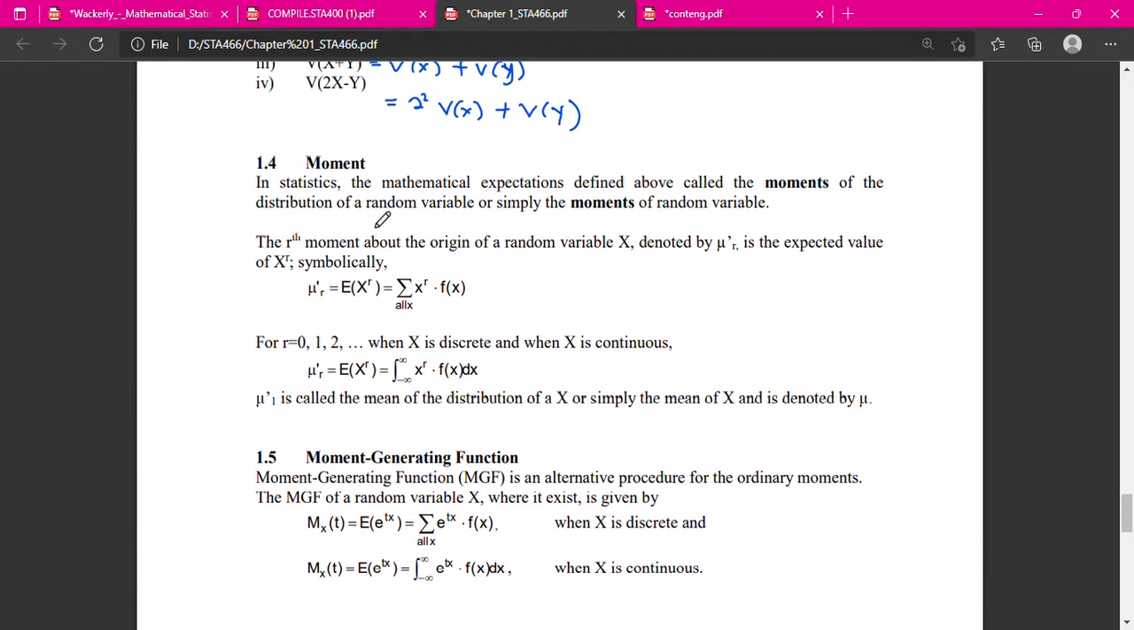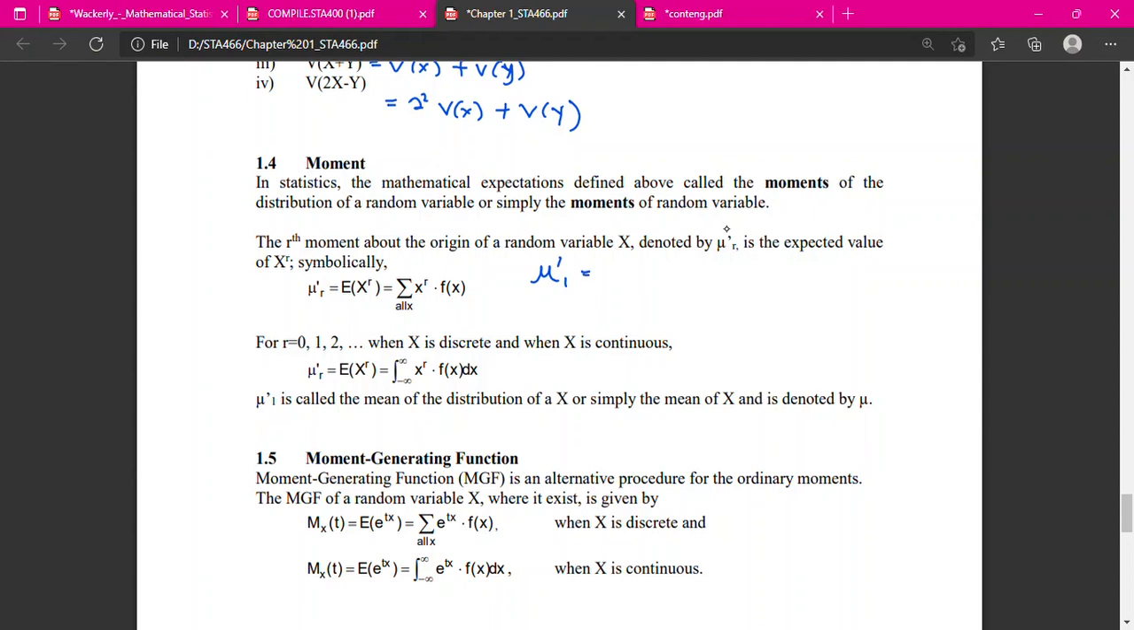The mathematical expectation defined above is called the moment of the distribution of a random variable, or simply the moment of a random variable. The r-th moment about the origin of a random variable, denoted as mu prime r, is the expected value of x power of r. So notation untuk moment adalah mu prime. Let's say kita buat mu prime 1, means that kita dapatkan this notation as the first moment about the origin.